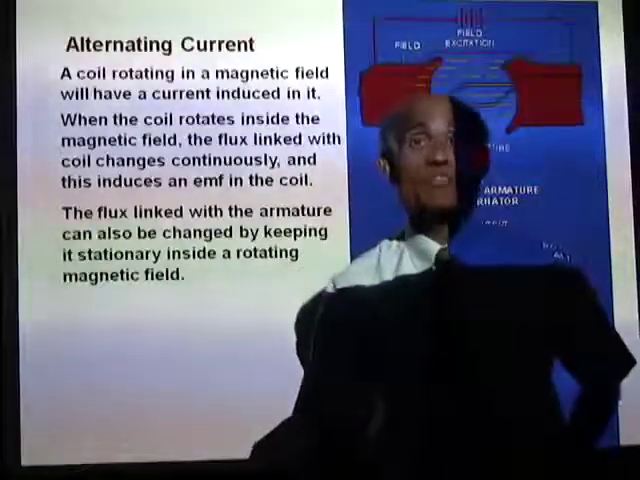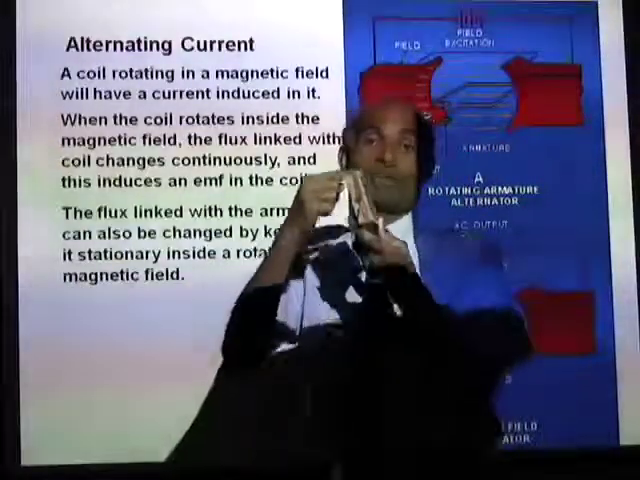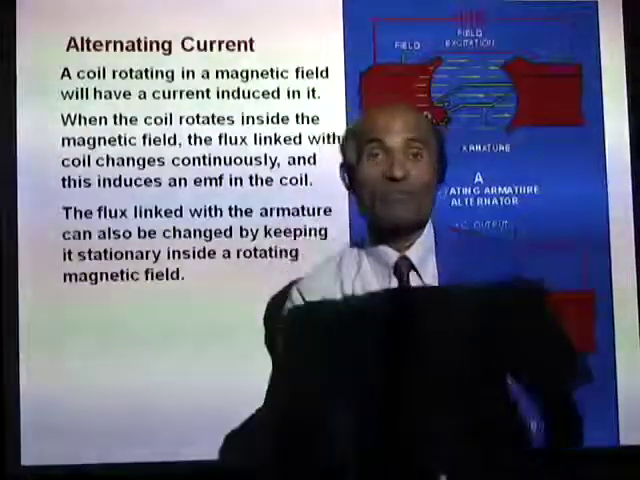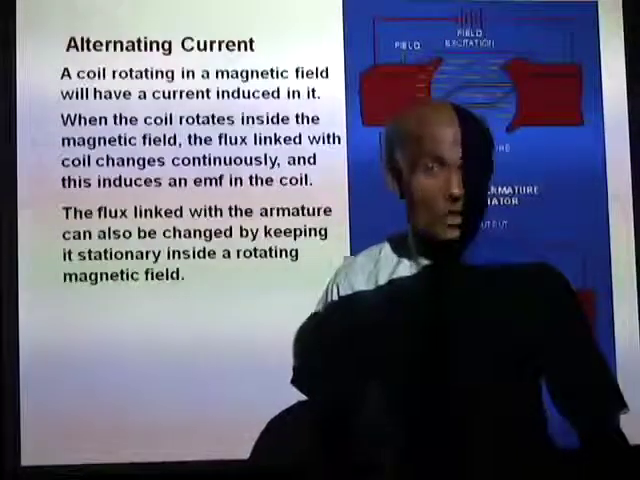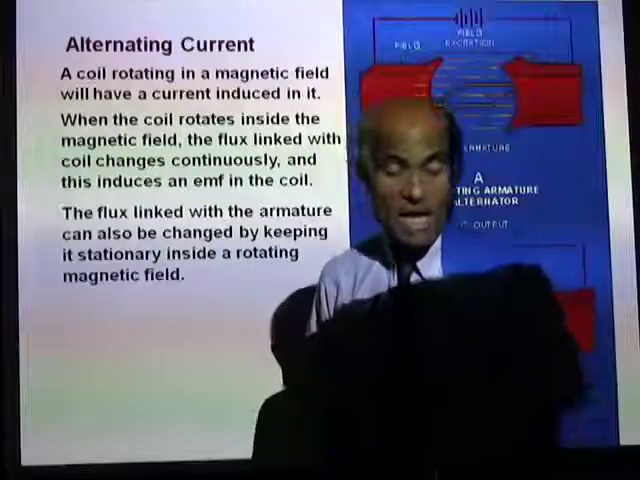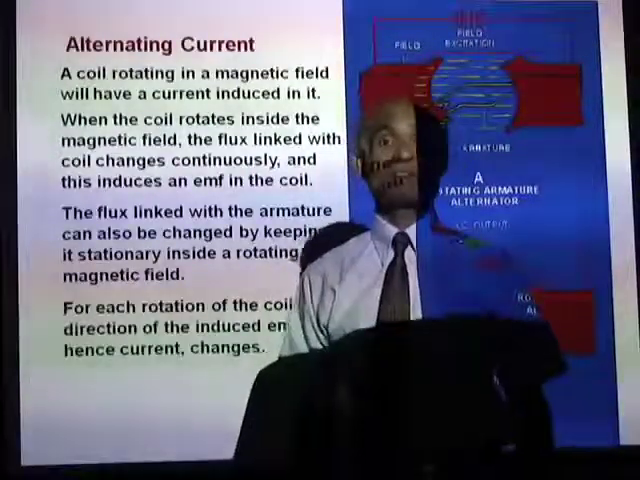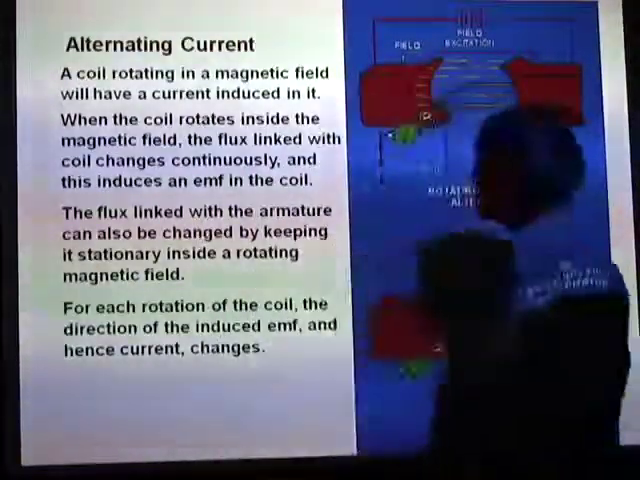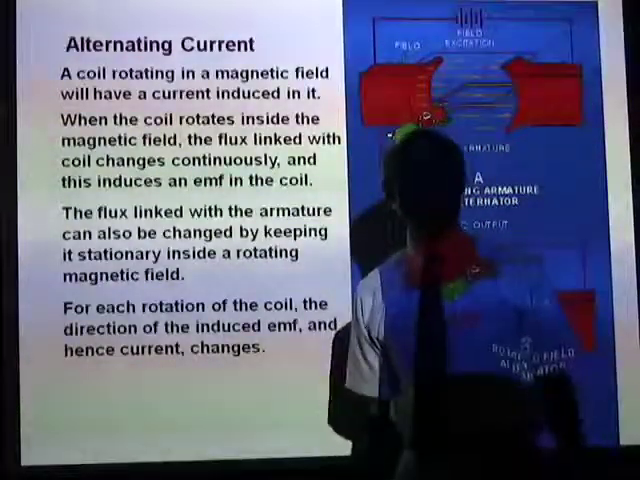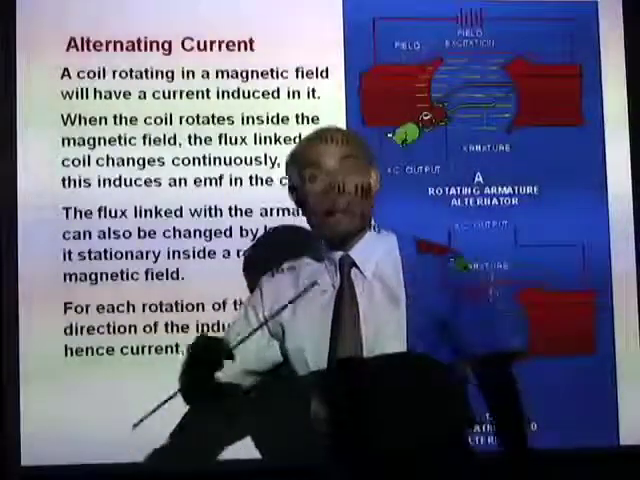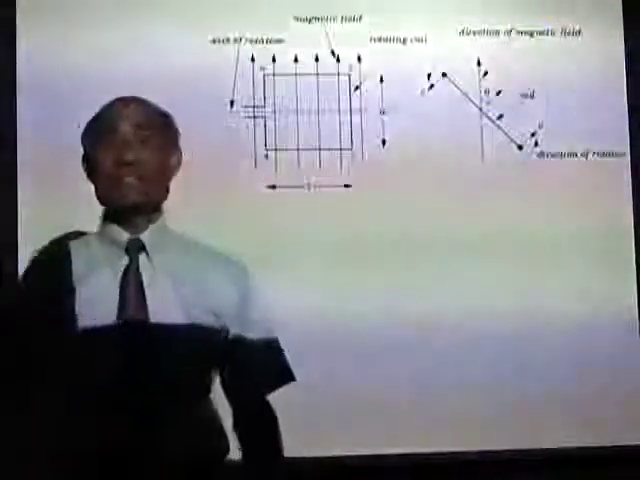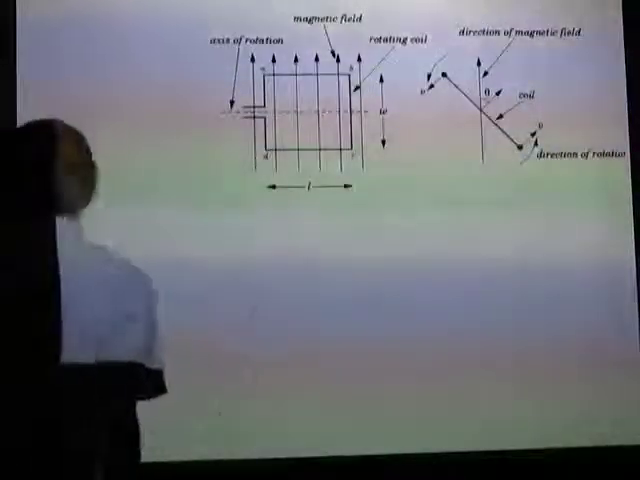The coil wound on a frame is actually called the armature coil. The flux linked with the armature can also be changed by keeping the coil stationary and moving the magnetic field. Now, for each rotation of the coil, the direction of the induced EMF and hence the direction of the current will change. Such a generator is called an AC generator. I have a diagram here.